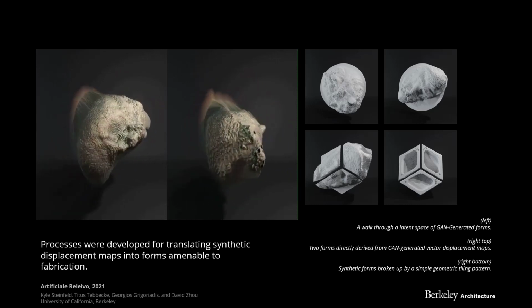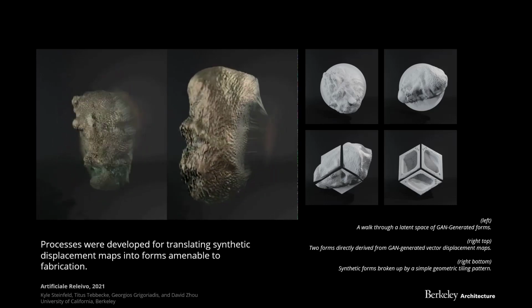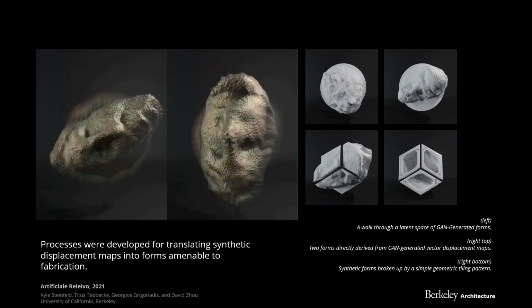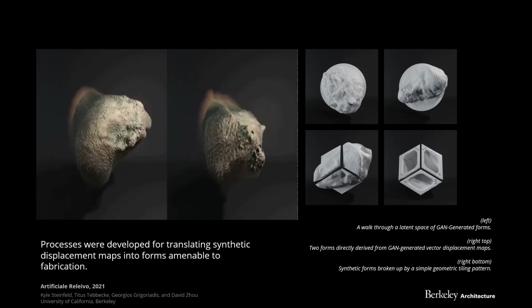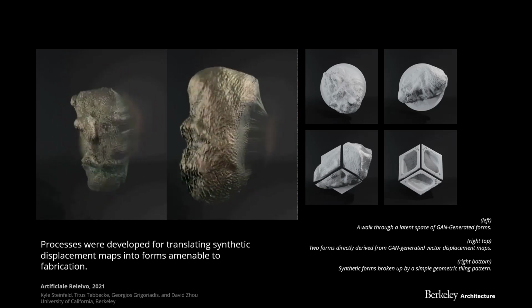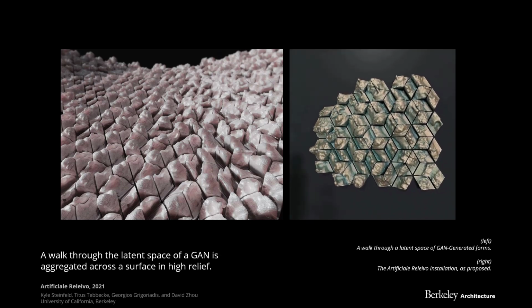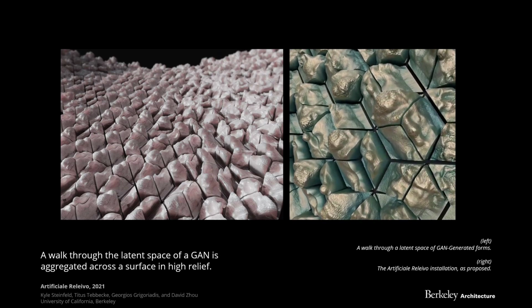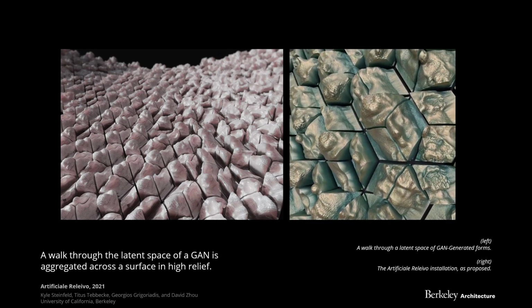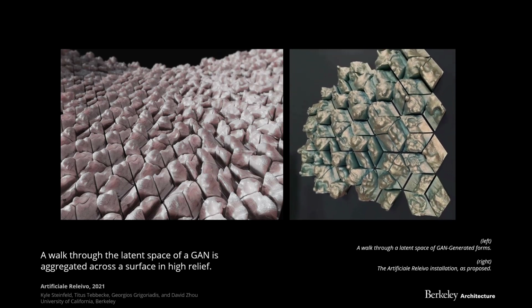First, since a raw synthetic form shows a fairly clear and well-bounded figure, we sought to break up this reading into a simple geometric tiling that also allowed for easier aggregation. Second, accounting for material thickness and labels, an approach to arranging the pieces in aggregate is developed. Finally, recalling the rhythmic symmetry of frieze patterns in traditional Western ornament, a walk through the latent space of a GAN trained on Greco-Roman sculptural forms is aggregated across a surface in high relief.